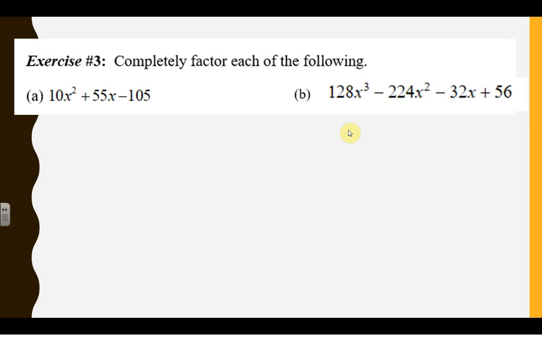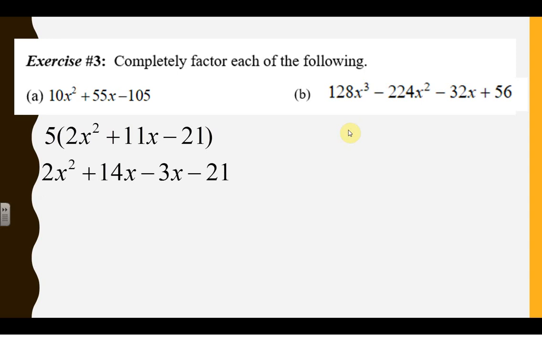Here we go. Check for GCF. It's 5, not 10. 2 times 21 is 42. Factors of 42 that subtract to give you 11 are 14 and 3. Factor by grouping. So I take it out, and look at that, separate.